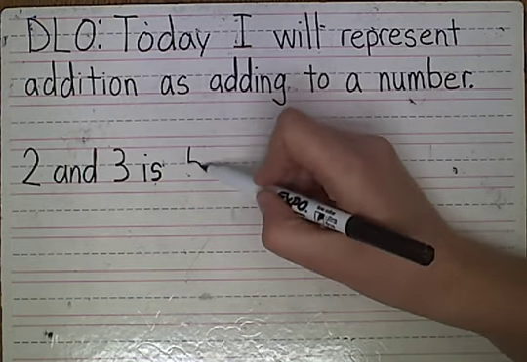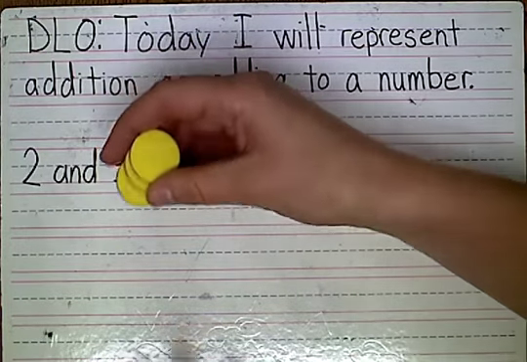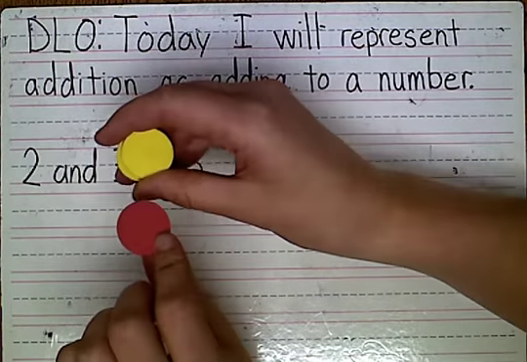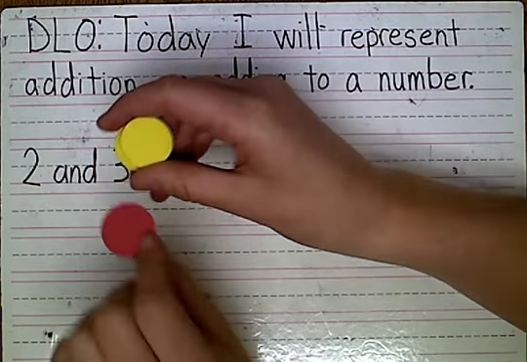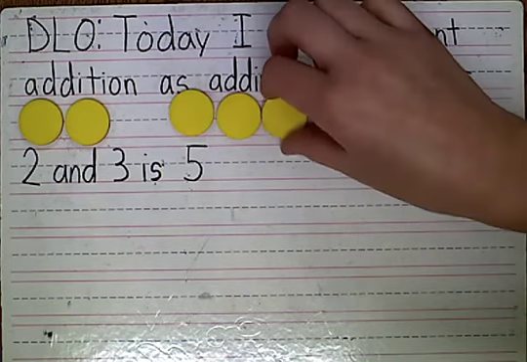2 and 3 is 5. I'm going to use my flippy chips at first. Today we're not going to use two different colors. We're going to use the same colors. We're just going to separate them into different groups. So 2, 1, 2, and 3. So I need 3 more flippy chips. I'm just going to leave a finger space so I can see that they're separate in groups.